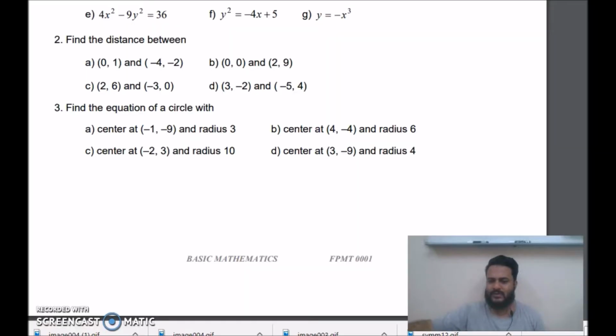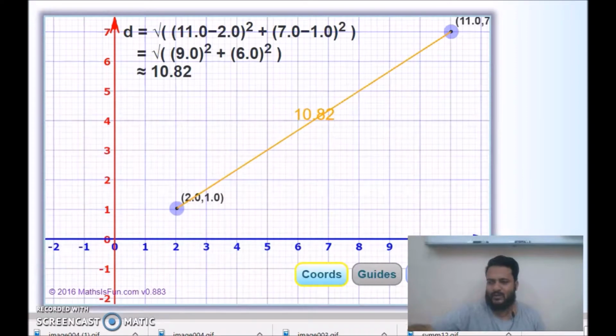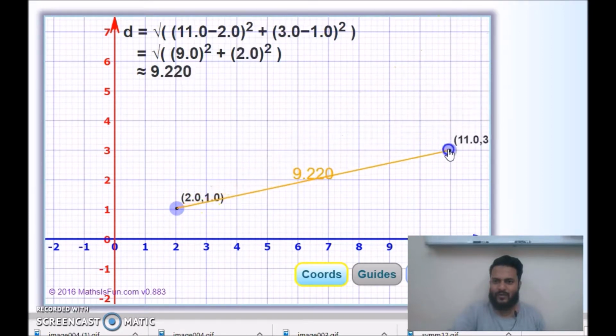Okay, let's come back to your calculator. I do have one calculator. In future, you may create such a calculator, but this is the mechanism behind the creation of such a calculator. So see, 2.0, 1.0, which means 2, 1. And I'm taking another point, 11, 3. The distance between (2, 1) and (11, 3) is 9.220, using the same rule: 11 minus 2 whole power 2 plus 3 minus 1 whole power 2.